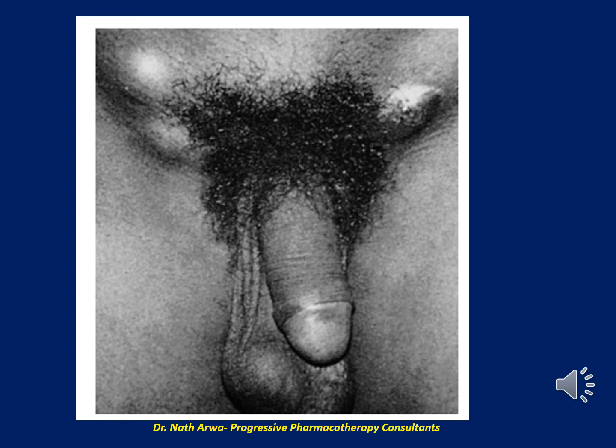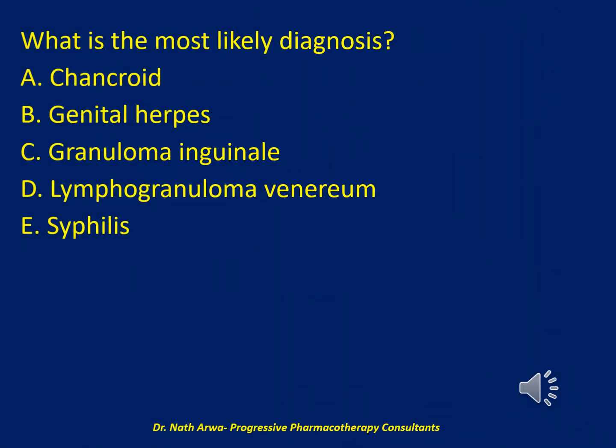Carefully scrutinize the photo in this slide before answering the next question. My next question to you is, what is the most likely diagnosis? Is it A. chancroid, or B. genital herpes, or C. granuloma inguinale, or D. lymphogranuloma venereum, or is it E. syphilis? I will give you 10 seconds to choose the correct answer to this question from the listed options.